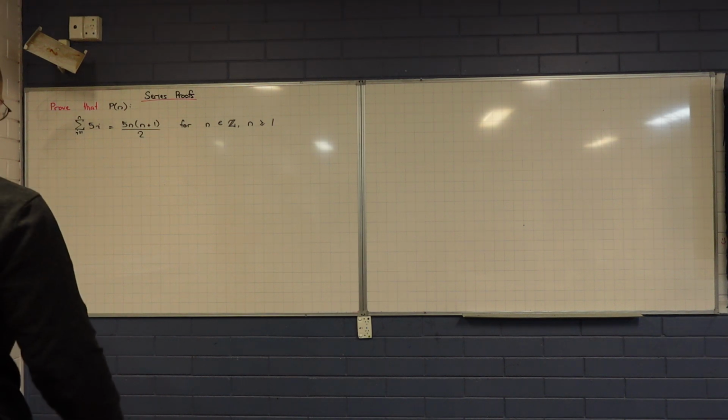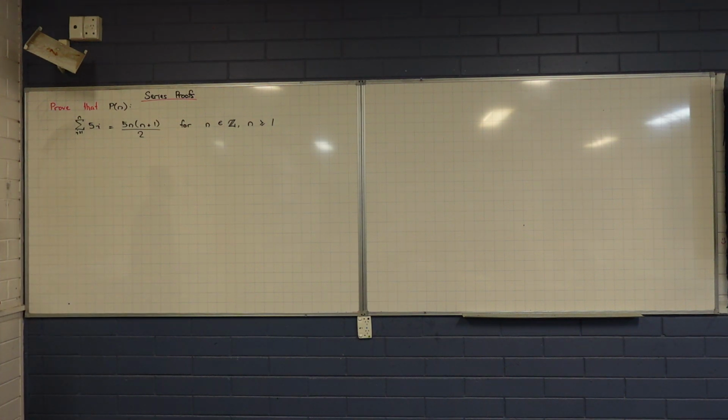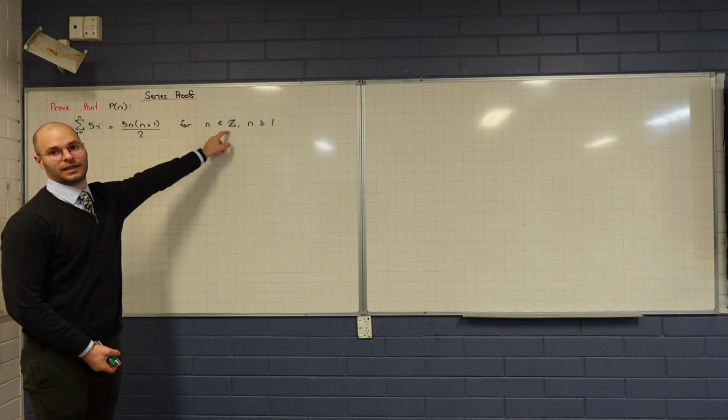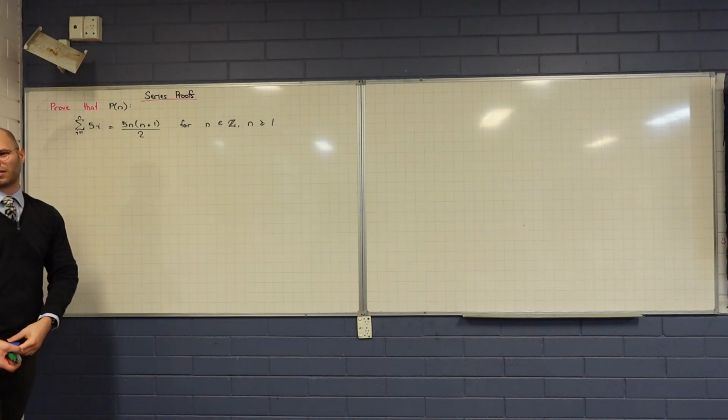So what we're looking at today is how to prove series. Now if we look below, we've got the series: the sum of 5i equals 5n times n plus 1 all over 2. What we want to do is, using proof by mathematical induction, prove that the left-hand side is equal to the right-hand side, where our condition on n is that it's an integer and it's more than or equal to 1.